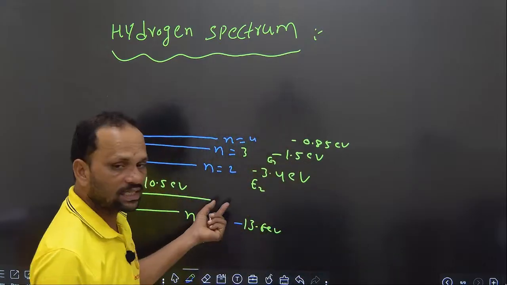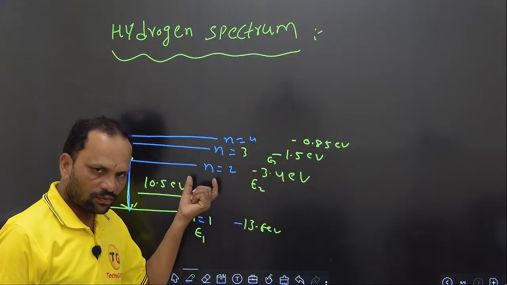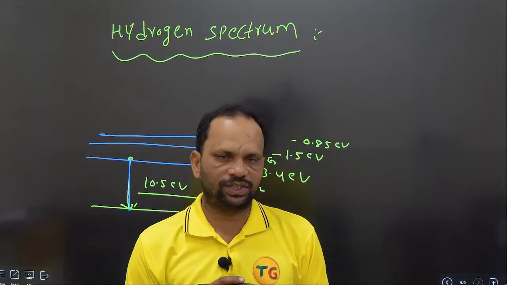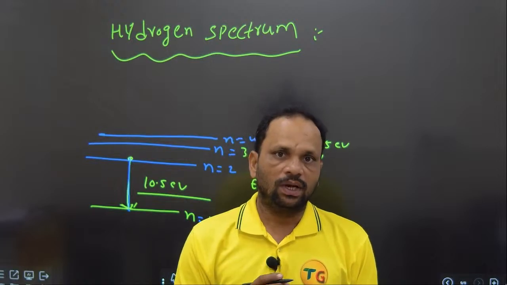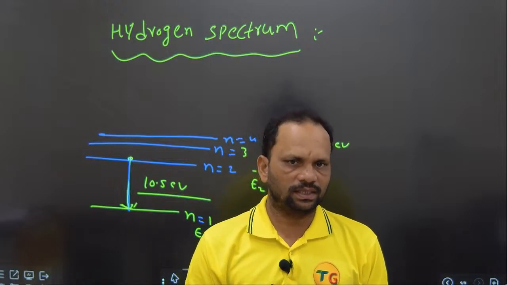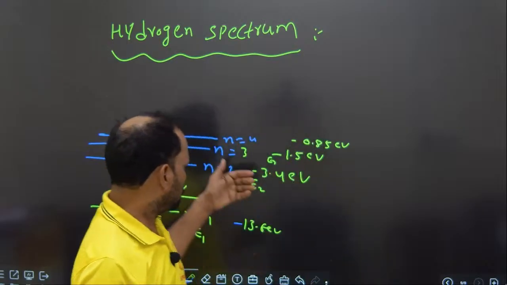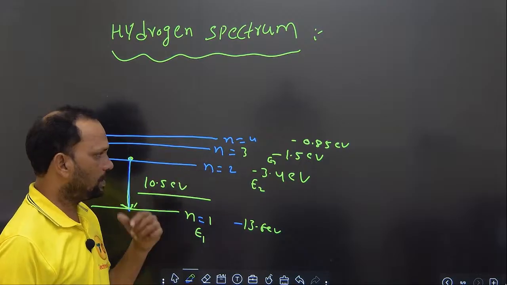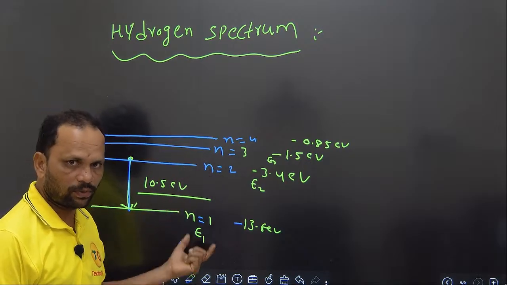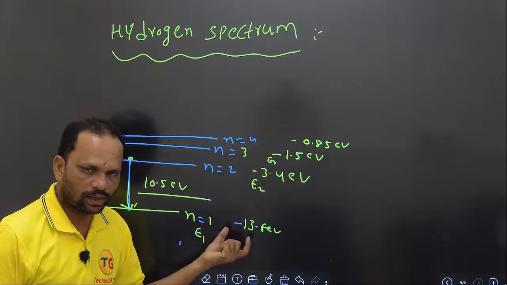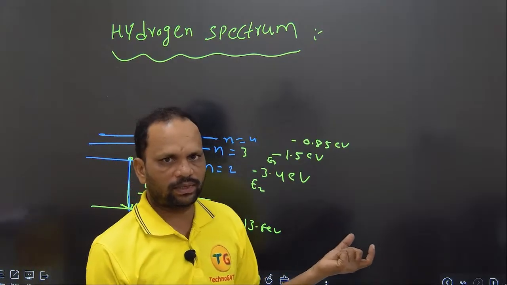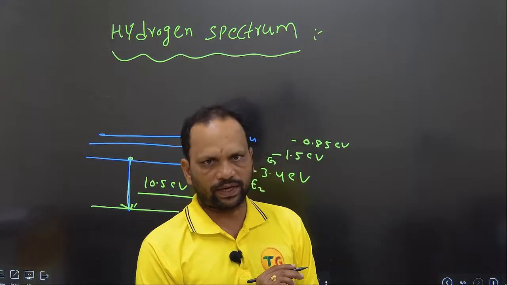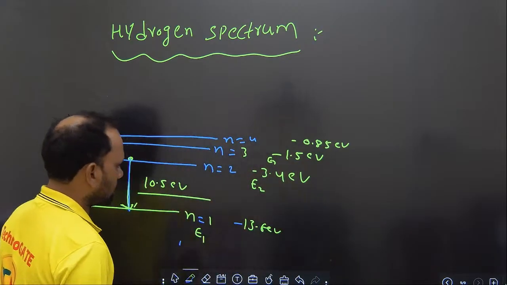This energy has some particular wavelength. Whatever energy is released is in the form of electromagnetic radiation. It has some particular wavelength. What is the wavelength of the energy released when the electron jumps from n is equal to 2 to n is equal to 1? Energy is released as an electromagnetic wave, and we need to find out the wavelength of that electromagnetic wave. For that, we have also seen the formulas.